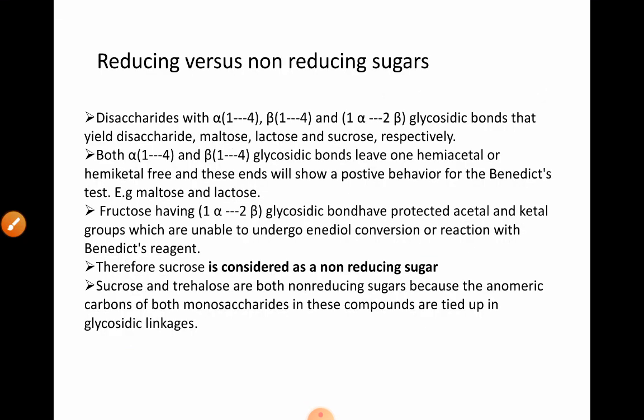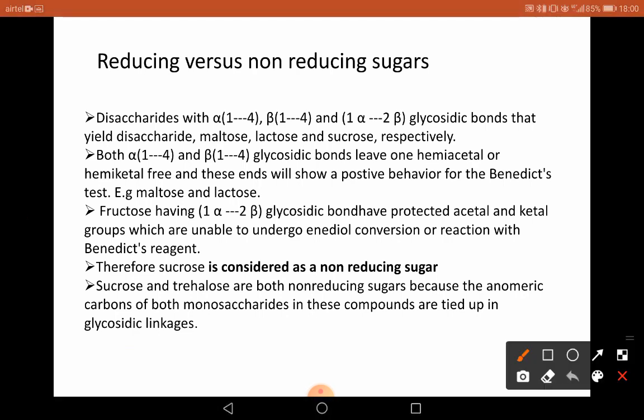So again, reducing versus non-reducing. The disaccharides with alpha 1,4, beta 1,4 and alpha 1, beta 2 glycosidic bonds are maltose, lactose and sucrose respectively. Both alpha 1,4 and beta 1,4 glycosidic bonds leave one acetal or hemiketal free, and these ends will show a positive behavior for Benedict's test, for example maltose and lactose.